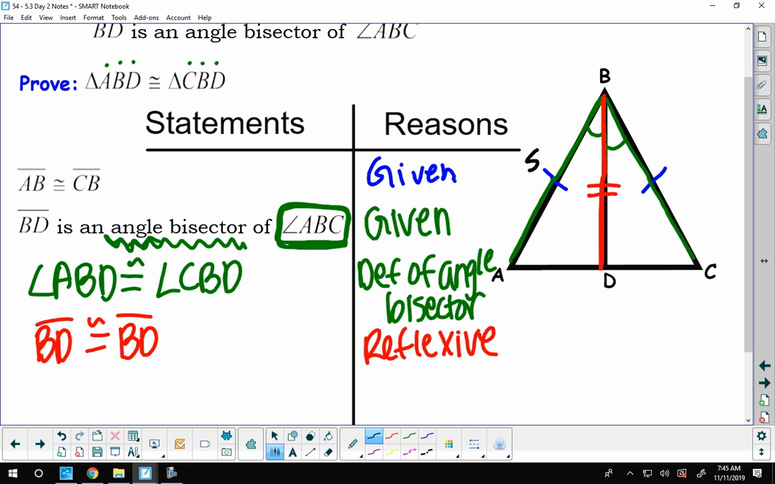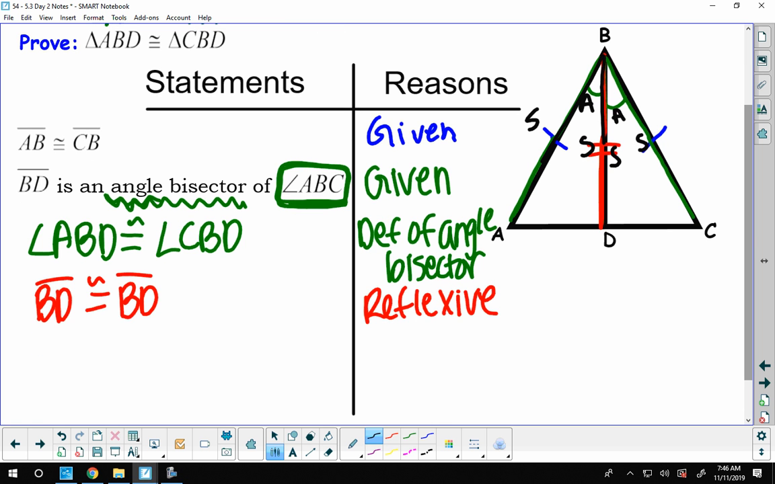We have side, included angle, side, because that is the angle that's between these 2 sides, and then side angle side. So by the side angle side congruency postulate, we can conclude that triangle ABD is congruent to triangle CBD.